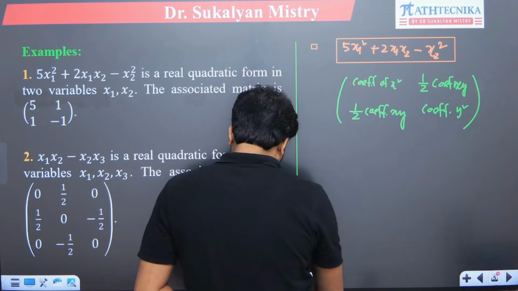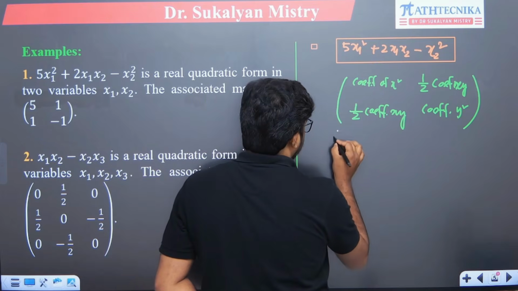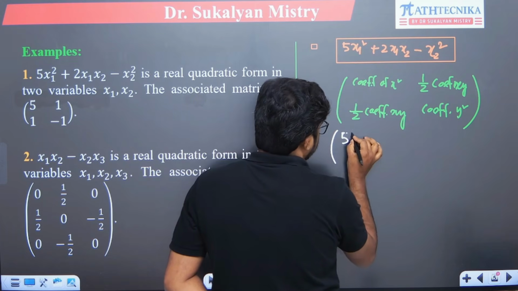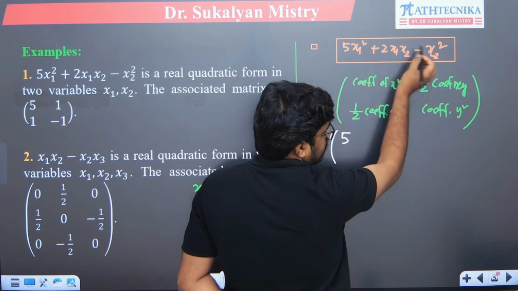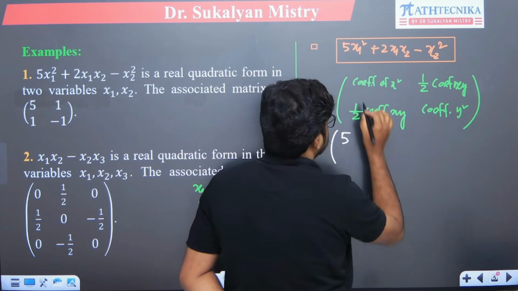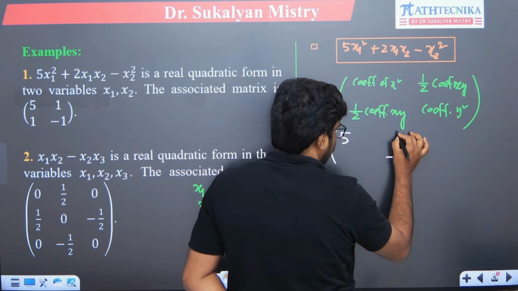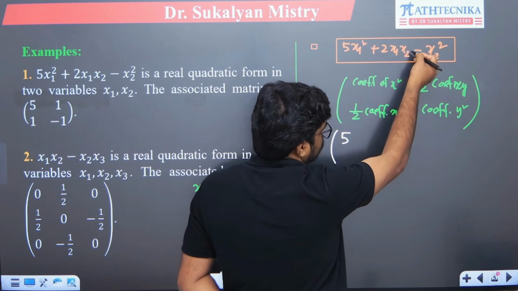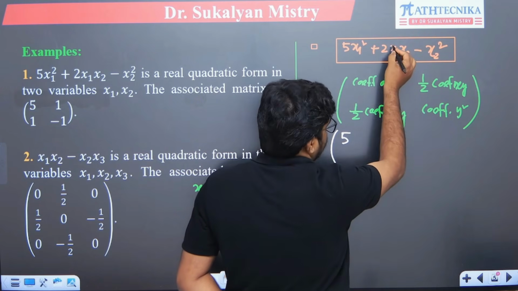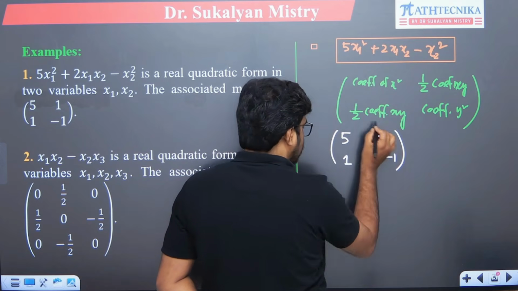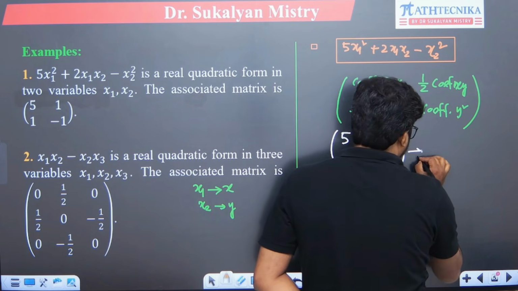Okay, so the associated matrix will be, here the coefficient of x1 square, that is 5, coefficient of y... just consider x1 is x, x2 is y. x1 কে তুমি x consider করো, x2 কে তুমি y consider করো. 5, minus 1, x1 x2 coefficient 2, মানে x1 x2 means xy, ঠিক আছে? So x1 x2 coefficient 2, so to the divide, so this will be 1, so this is the associated matrix.